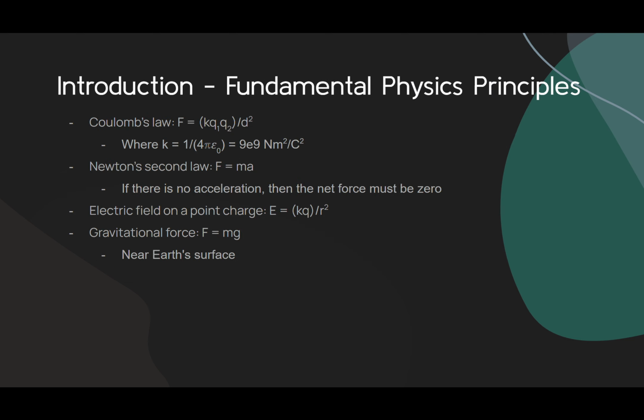Fundamental physics principles. According to Coulomb's law, the force between two charges is proportional to the product of the charges and inversely proportional to the square of the distance between them. Newton's second law tells us that when there is no acceleration, the net force must be zero. The electric field for a point charge is described as E equals kq over r squared. Finally, the gravitational force acting on the tapes can be described as F equals mg.